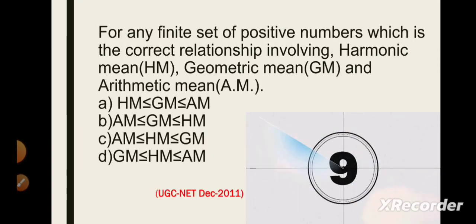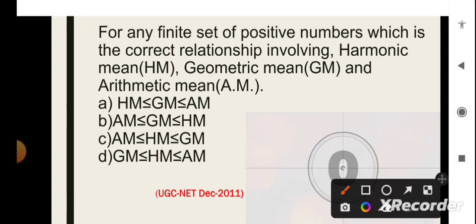Next question is, for any finite set of positive numbers, which is the correct relationship involving harmonic mean, geometric mean and the arithmetic mean? And here the correct option is option first, that is arithmetic mean is always greater than geometric mean and geometric mean is always greater than harmonic mean.